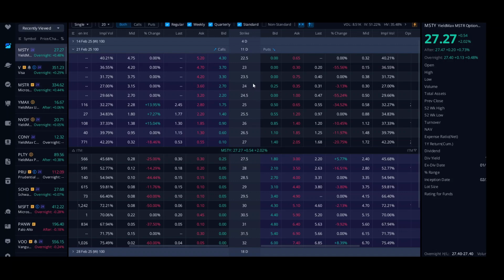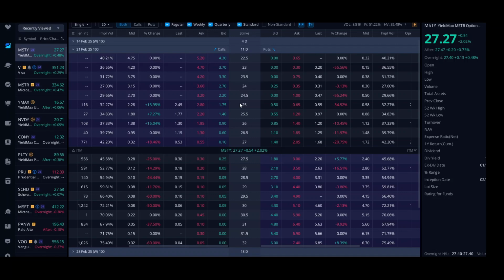I wouldn't mind owning them lower, but when the time comes, I could also roll that position, meaning I could extend out my expiration date and lower my cost, what I'm willing to pay, and possibly still earn a premium. But for now, I have a $25 put option that I sold, and I earned a total of $80 for that option. That expires February the 21st.